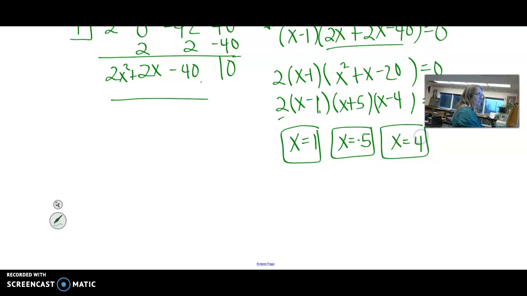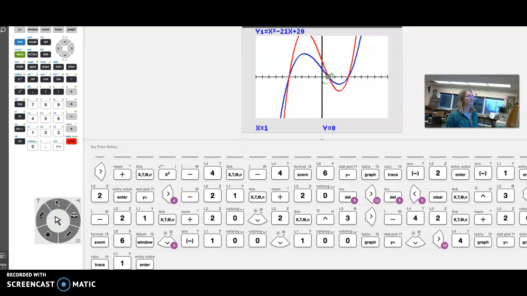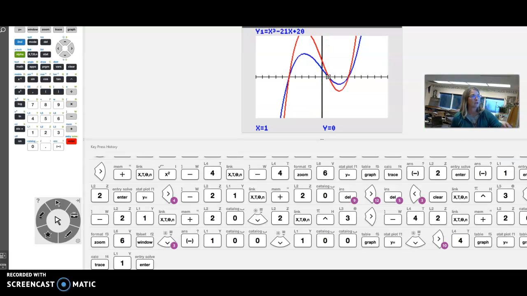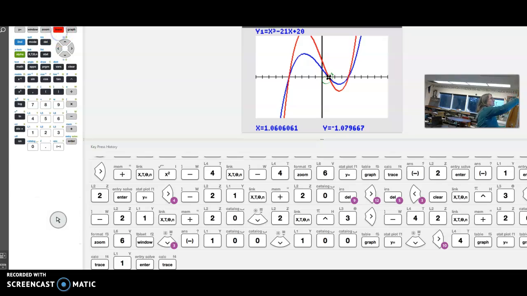And so looking at my graph, I have 1, negative 5, and 4. So I'm going to trace to 1. You can see that's one of the zeros. Negative 5, another 0. And then 4 is the third 0 there. All multiplicity of 1, so they cross right through the x-axis with no bend.